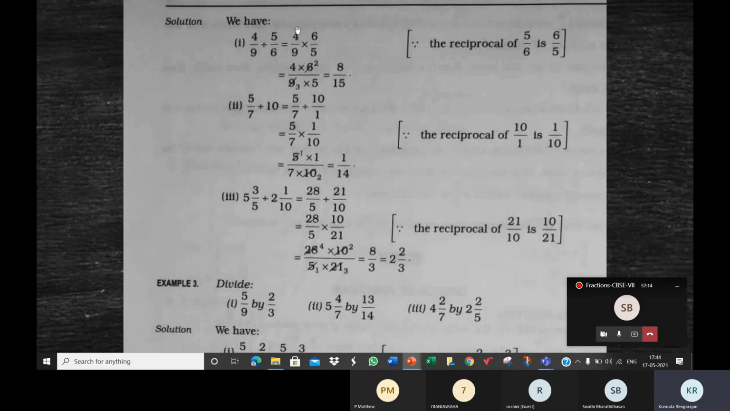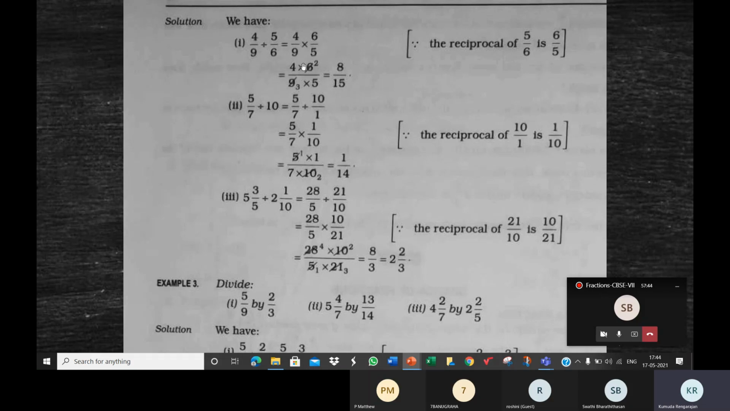Write 4 by 9 as it is. Division, change it to multiplication. And write the reciprocal of this fraction. 5 by 6 is written as 6 by 5. So you must convert this division to multiplication. We are converting this division sum to multiplication by taking the reciprocal of the second fraction.